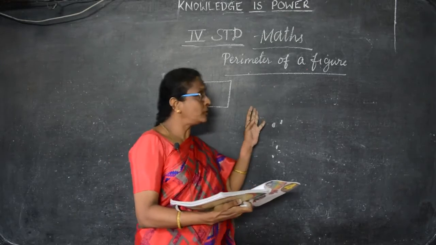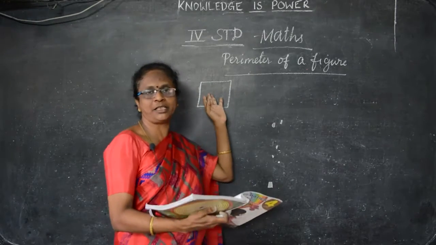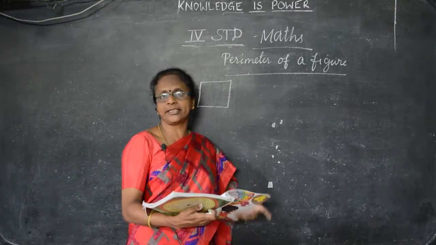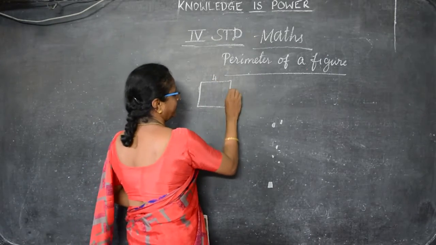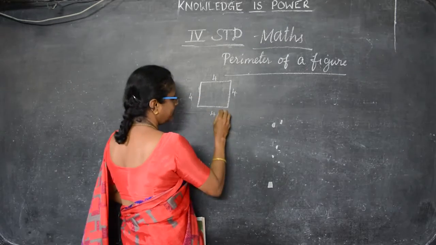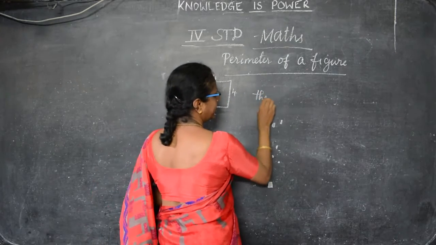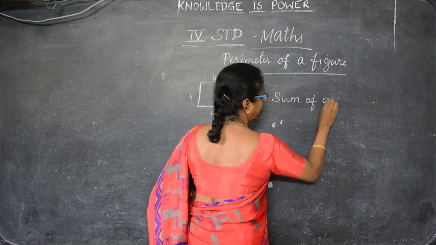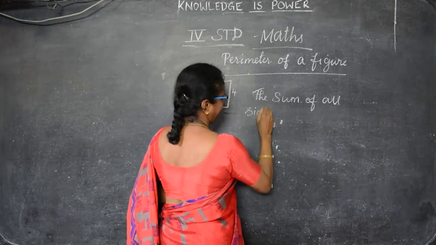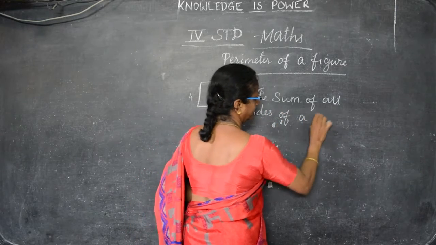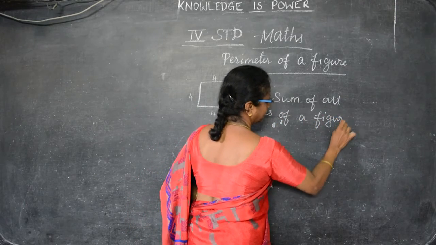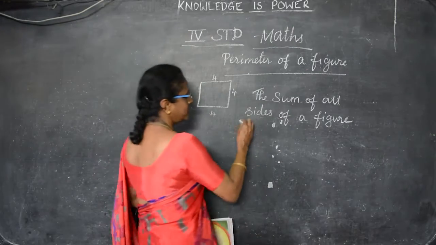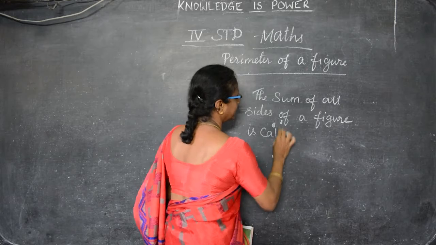So what does perimeter mean? Perimeter is the measurement around the figure. All the 4 sides, the sum of all the sides, you add the 4 sides. This is the 4 sides, the sum of all the sides of a figure. The sum of all the sides of a figure is known as the perimeter. That is called perimeter.